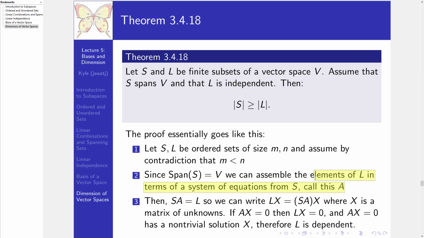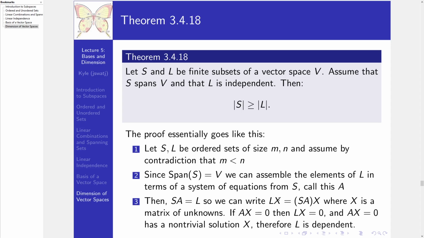He goes into more detail about how he assembles A. It's like a list of equations using the columns of this matrix right here. You can take a look in the chapter. It'll give a more detailed breakdown. But this is the main idea. And then he writes SA, which is equal to L. And so yeah, this makes sense because we rewrote the elements of L in terms of equations from S. So this is basically what we're forming right here.